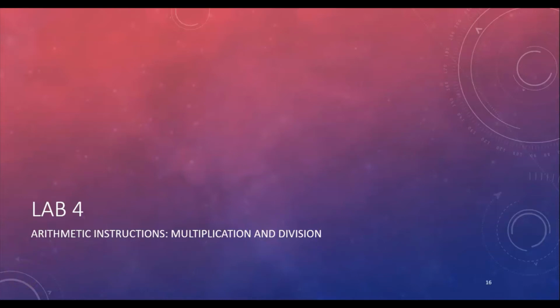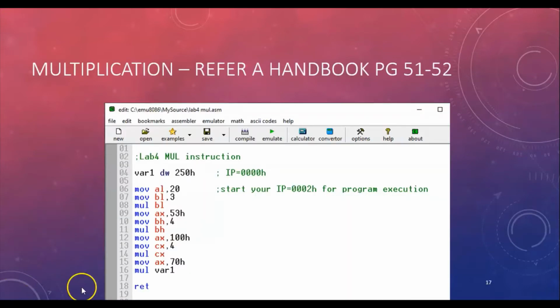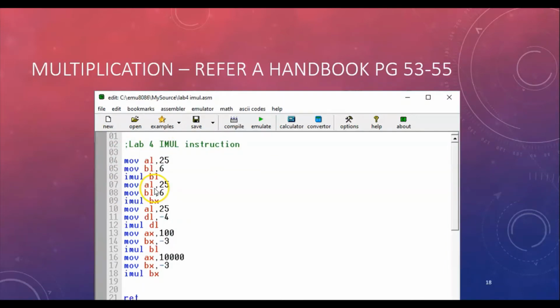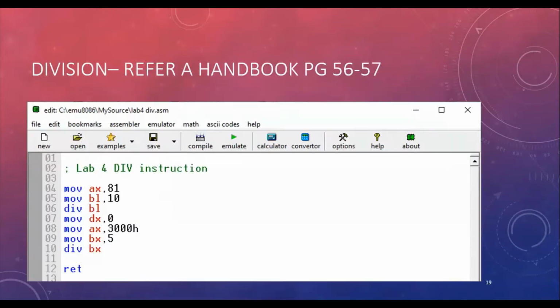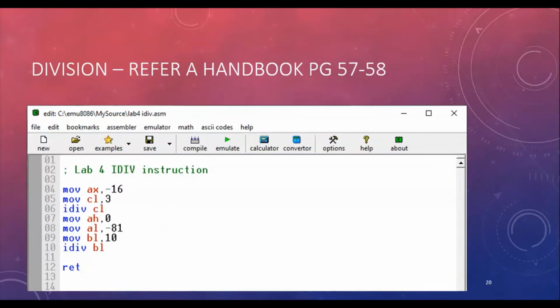Okay, Assalamualaikum class. We will continue to lab 4, arithmetic instructions, multiplication and division. In this lab, we will have procedure 1, mul instruction, procedure 2, mul instruction, then procedure 3, div instruction, and the last one, div instruction. So we will have 4 procedures.